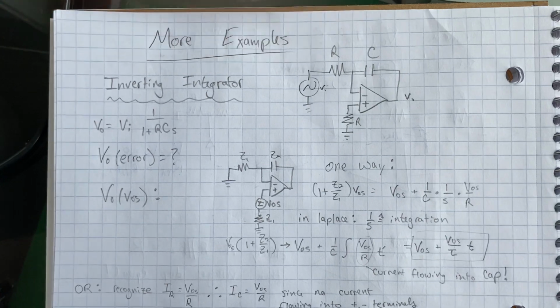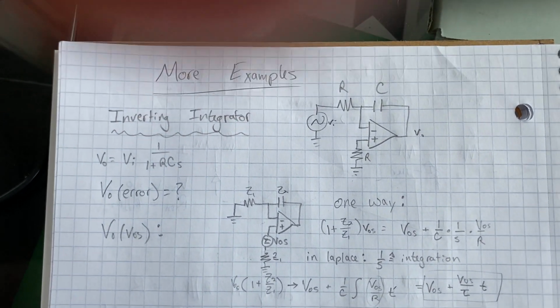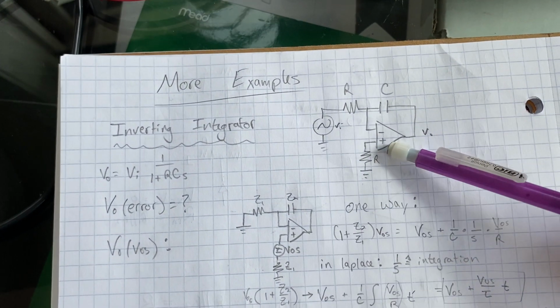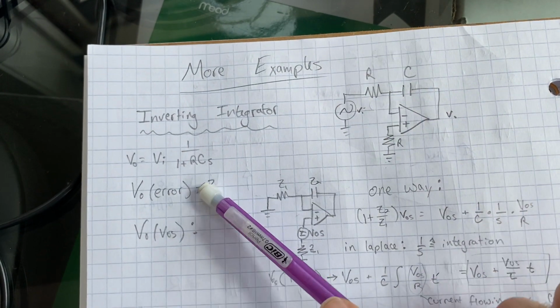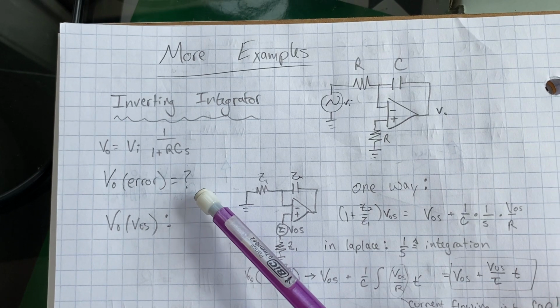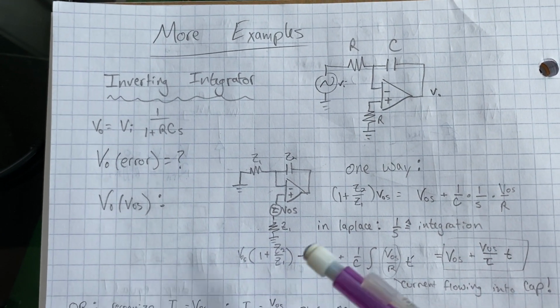A more complicated example is an inverting integrator. It's clear if you use impedance division for the impedance of this over the impedance of this, then we have an output transfer function of this. And let's look for the output error like we did before for all three sources. So let's start with V offset.